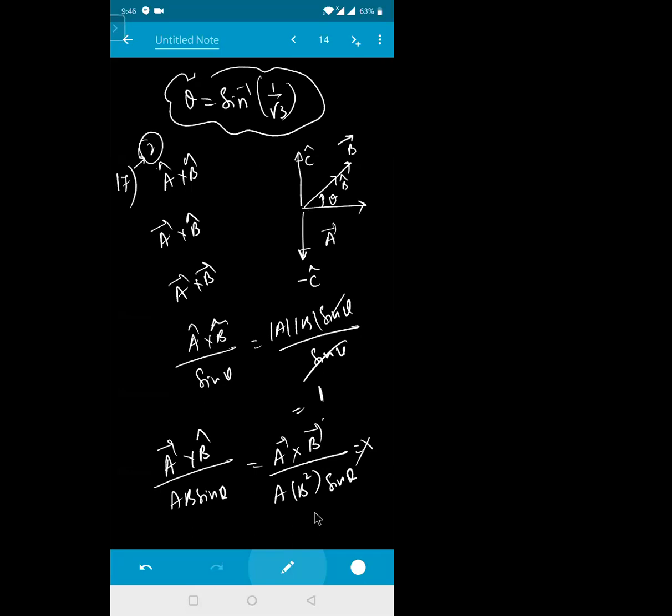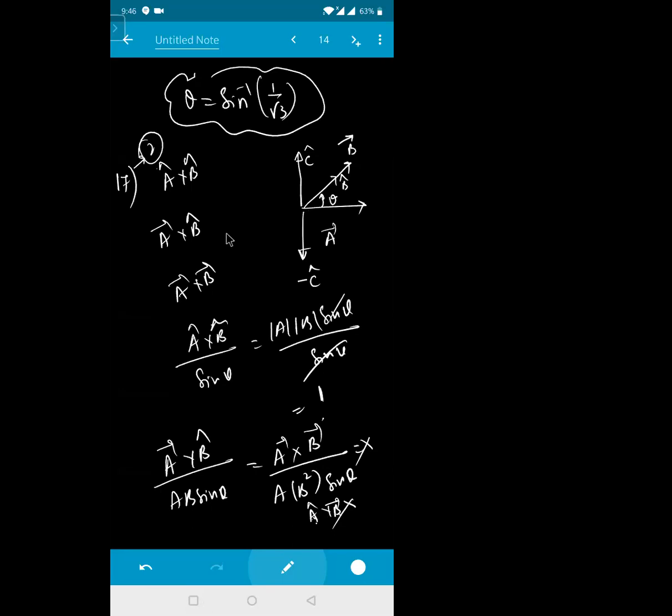Fourth option we see right now. A cap cross of your B bar. One unit vector multiplied by your B vector. It is not possible because these two are two different vectors. A cap will be in the direction of your A only. B bar will be in the B only. So they will not be in the same direction. So this is also automatically not possible.